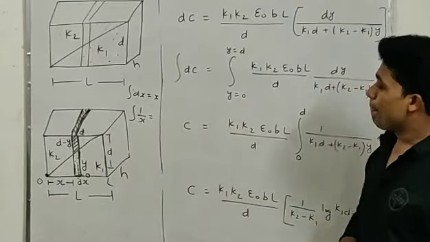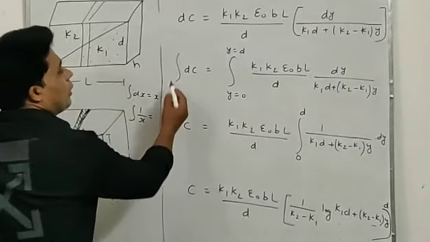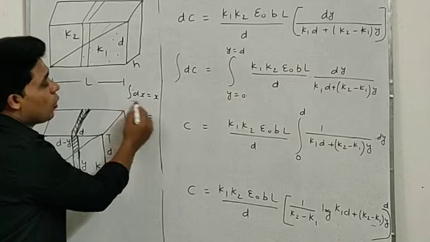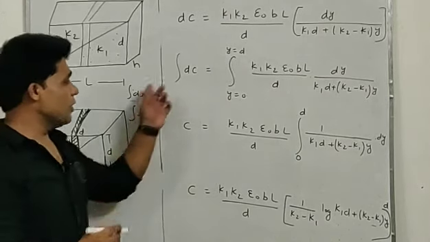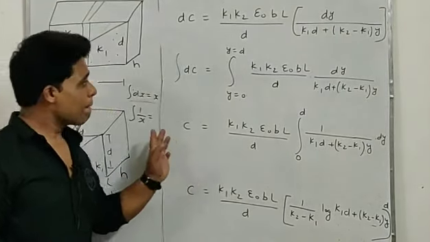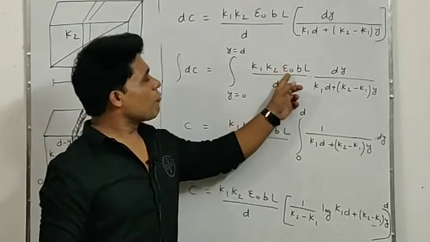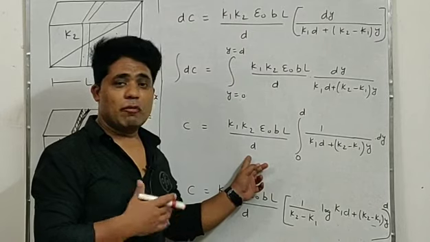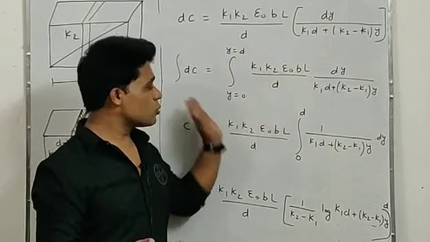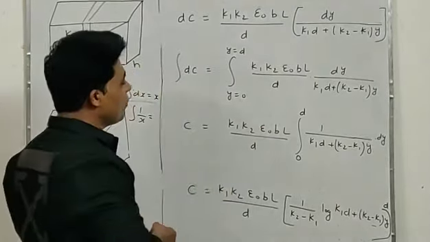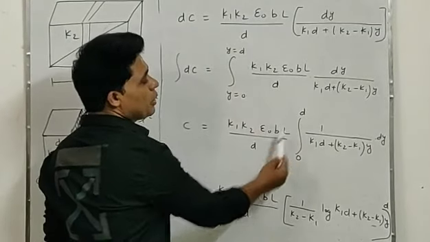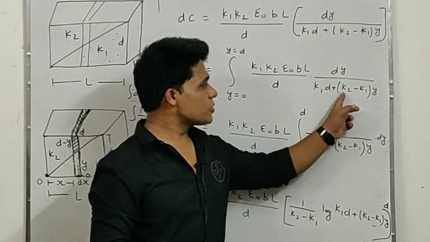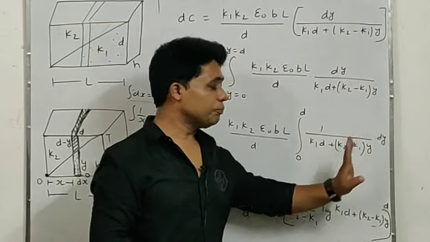Now look, students, integration of dC. We know the integration of dx is x. On account of that, integration of dC is C. K1 K2 epsilon naught B L by D comes outside, that is constant. A constant comes outside the integration. And finally we have limit 0 to D, and this term 1 upon K1 D plus (K2 minus K1) y, and dy.